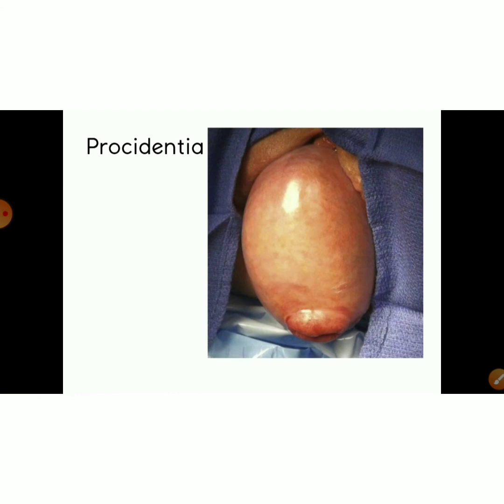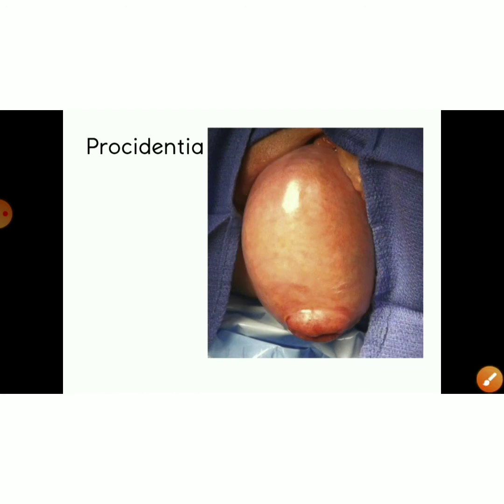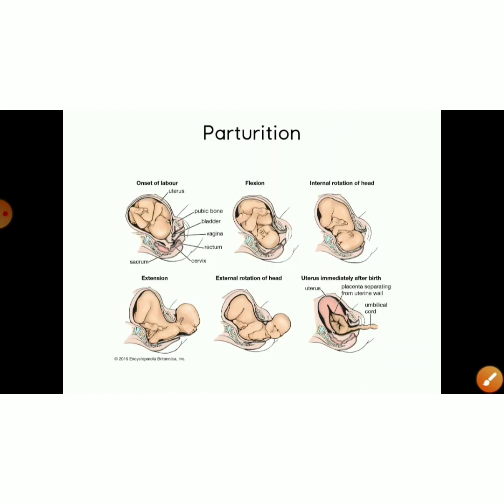This is how procidentia looks like. So the whole uterus has come out of the introitus. And in parturition, we already told that the fetal head will be resting on the puborectal sling, and it will allow the forward rotation of the head, and thus help in the parturition.